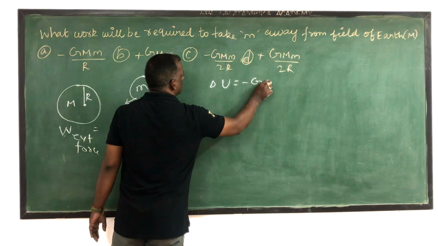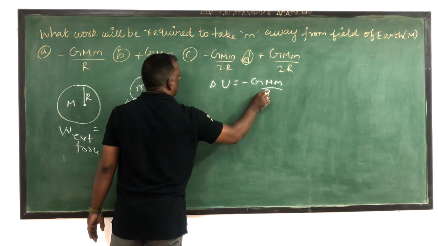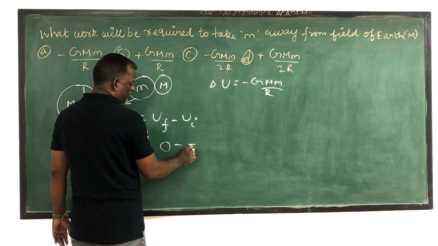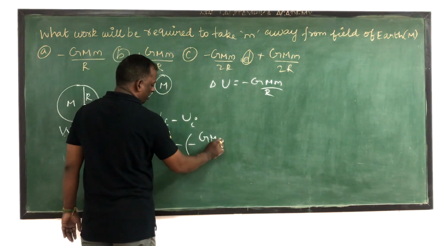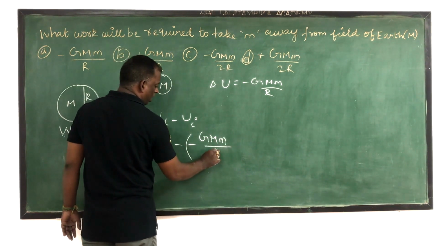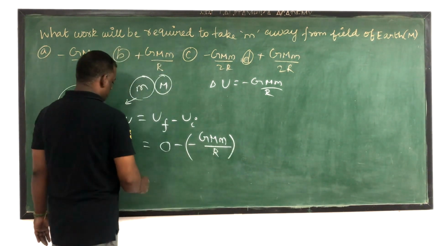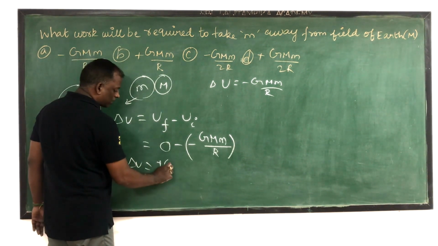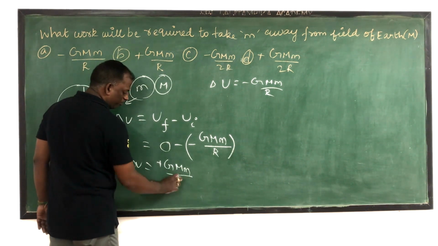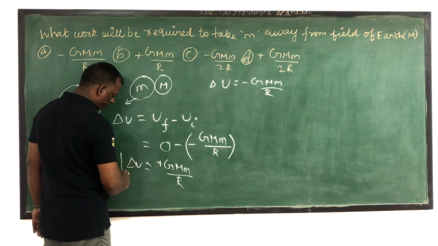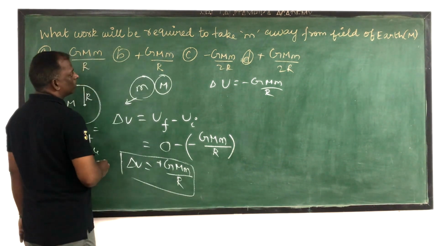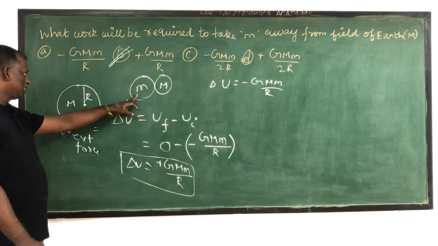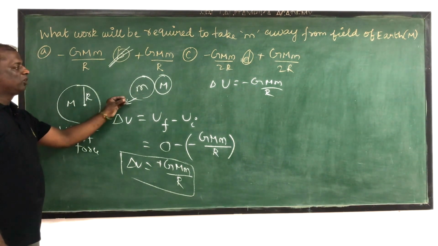Potential energy is equal to minus G M m by r, so which is equal to minus, here there is another minus sign, G capital M small m by R. So delta U is equal to plus G M m by R. So this is the answer, the answer is B. So from these two masses, we have to separate the small m, that is removing it from the Earth.